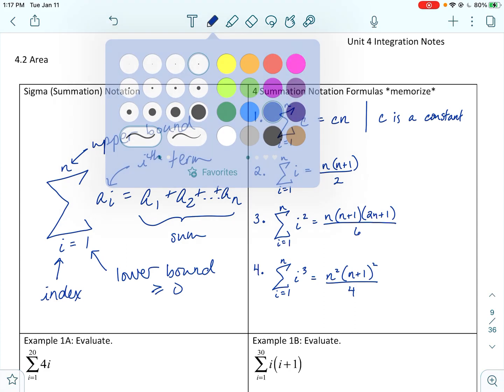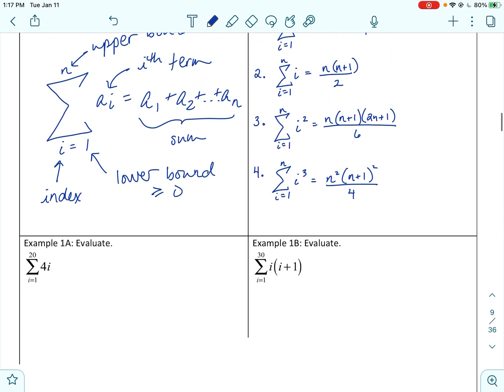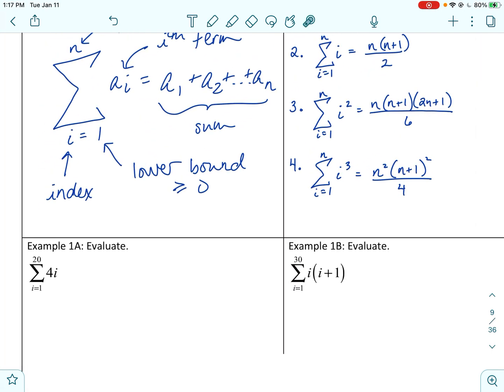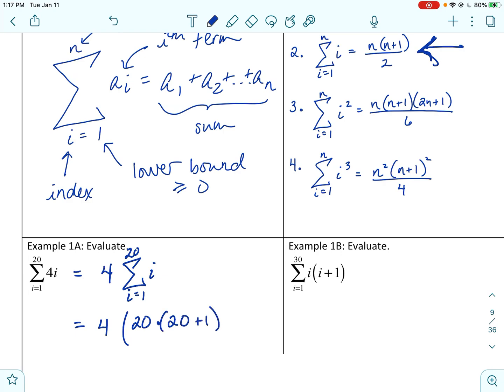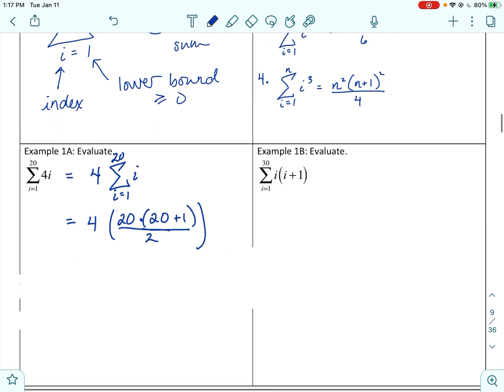All right, so if we have example 1, we're going to use this formula right here, our second formula. So first I'm going to rewrite it, and I'm going to factor out the 4. And so I have 4 times the sum from 1 to 20 of i. And then I'm going to use that formula. So I'm going to do 4 times, and I'm going to pull down this n times n plus 1. So n is 20. So I'm going to have 20 times 20 plus 1 all over 2. So go ahead, simplify this, come back, and then you can check your work.